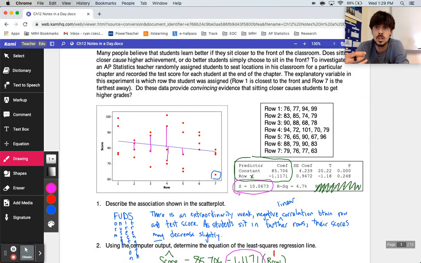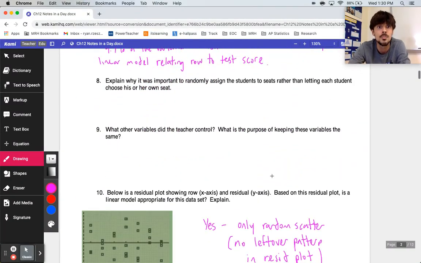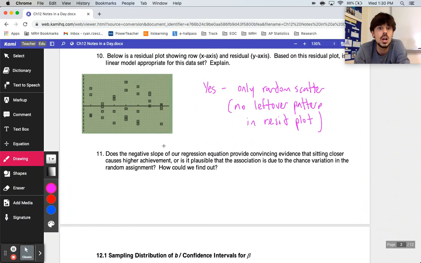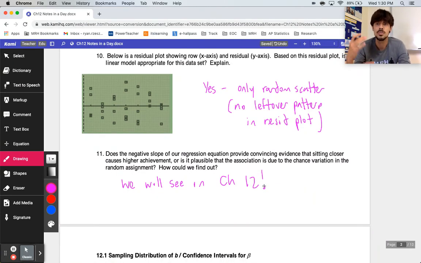But what we work towards in chapter 12 is figuring out if we get a line of best fit, is that line of best fit convincing enough that we know there's a relationship going on? So this last question right here, does the negative slope of our regression equation provide convincing evidence? We will see in chapter 12. That is what we're building towards. Is our line of best fit strong enough or convincing enough that we can actually say something's for real with the two variables, that there's a relationship there, and that it's not just some random fluke? So that is what we will do in this chapter.